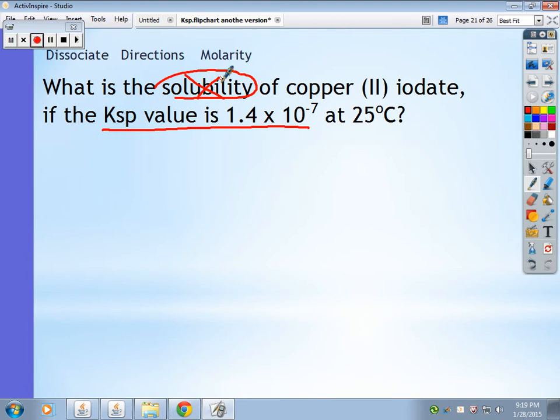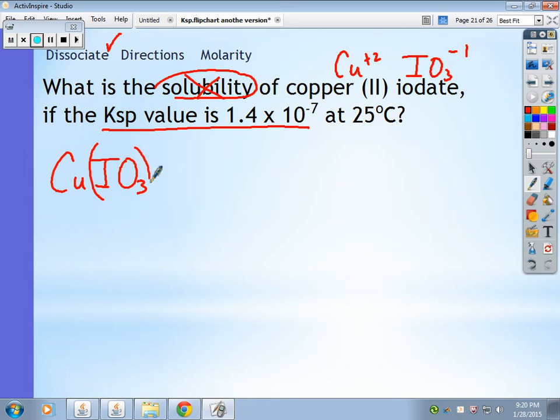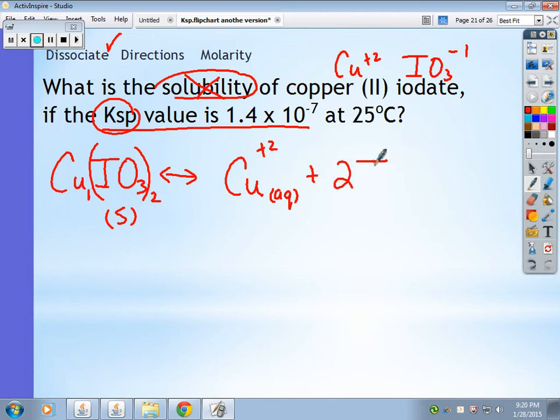Okay. So, what are our steps? Dissociate. So let's write copper 2 iodate, which, by the way, that Roman numeral 2, remember, means copper with a positive 2 charge. The iodate ion is this ion, and it's got a negative 1 charge. So if I write my compound, it's Cu(IO3)2. I'm going to make this a solid. How come? Because I've got Ksp involved. I'm not finding Ksp. They tell me Ksp, but I haven't involved. That means I have a double arrow. And I write copper, positive 2, aqueous. And there's only one of them, isn't there? Plus 2 iodate ions.